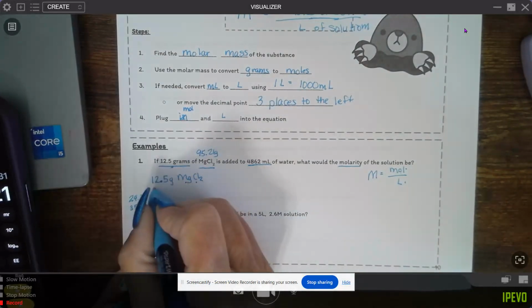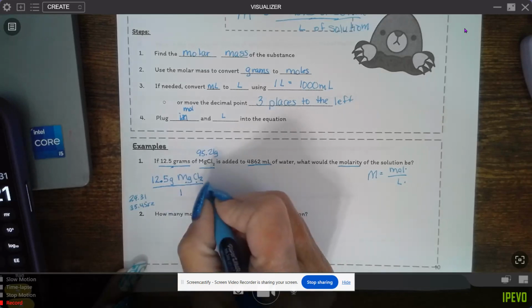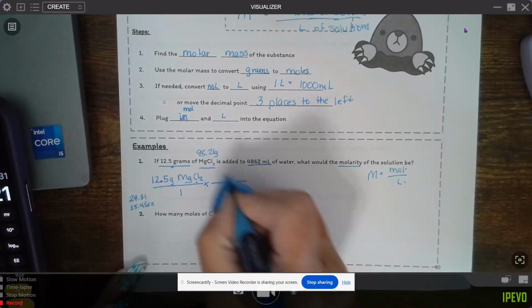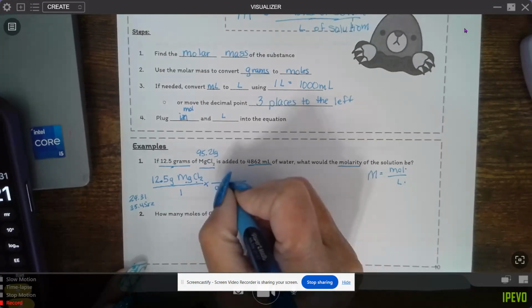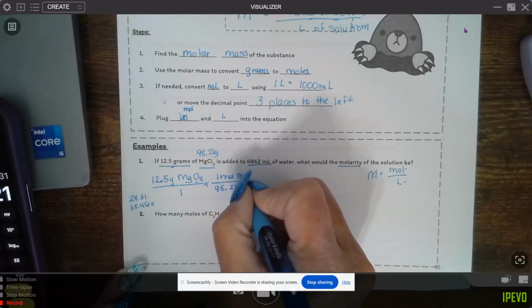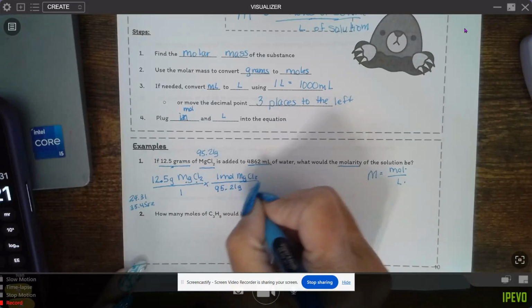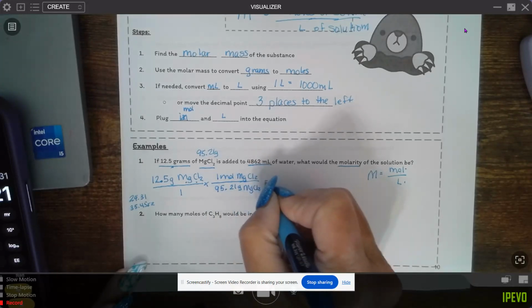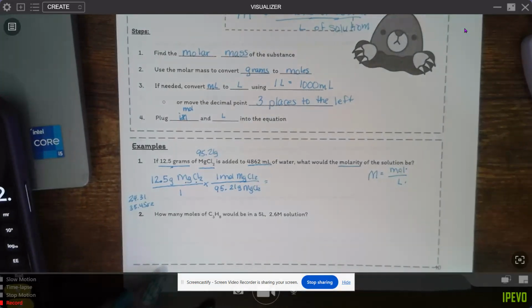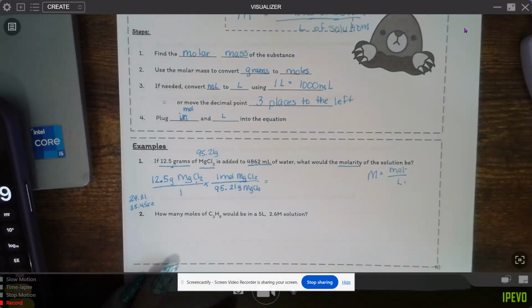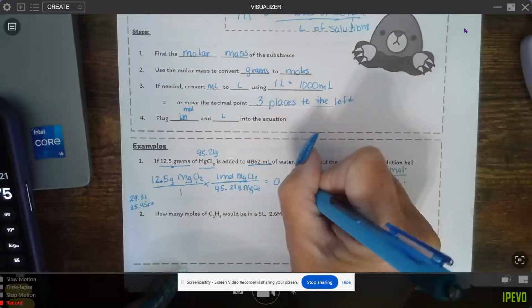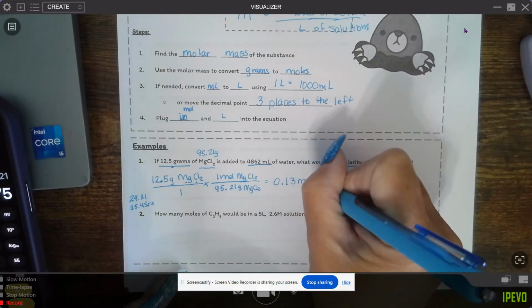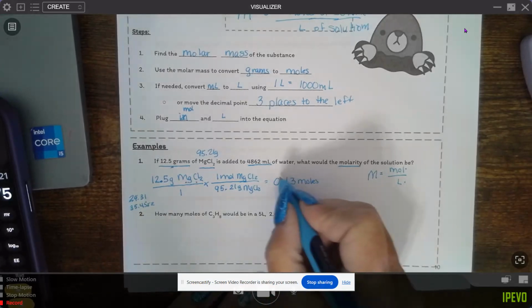Now I just need to do a simple conversion. I'm going to put 95.21 grams on the bottom, and that is equal to 1 mole of MgCl2. So I'm going to do 12.5 divided by 95.21, and that gives me 0.13 moles. So that gives me moles.